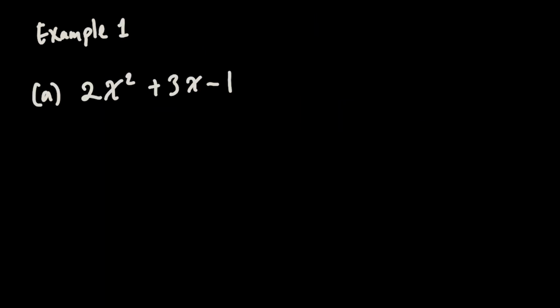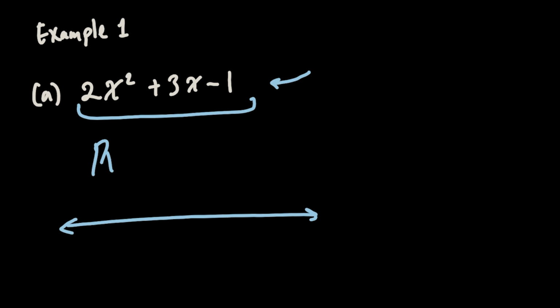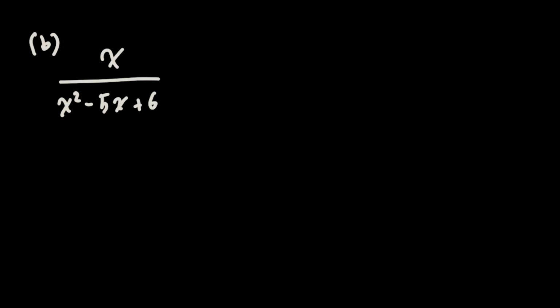Let's see an example. We want to find the domain of this expression here. As you can notice, we don't have x in the denominator, so we don't have any condition to worry about. So the solution or the domain for this expression is R. It's all the real numbers that we can think of. If we represent it on the real line, it's all the numbers.